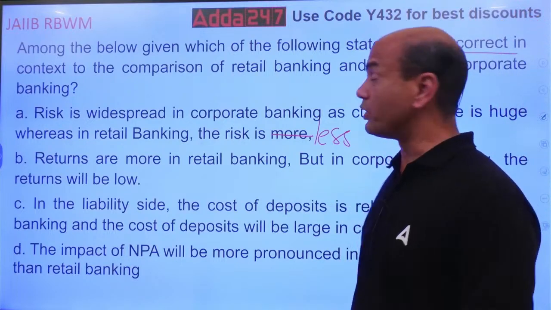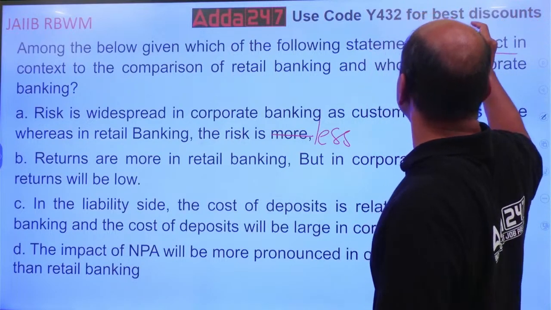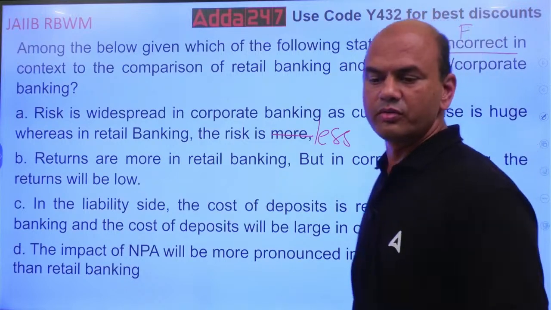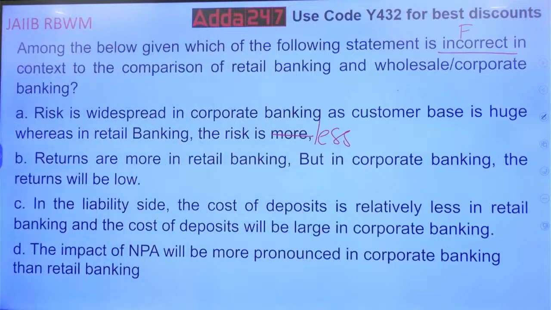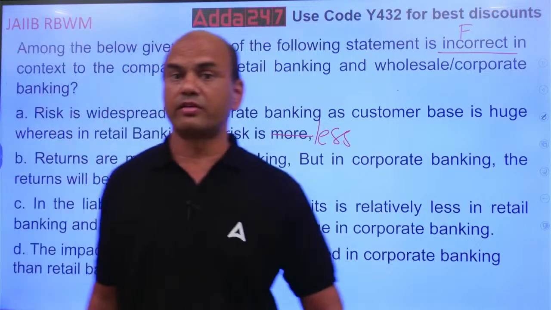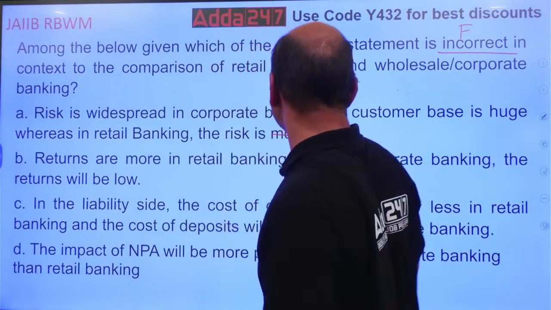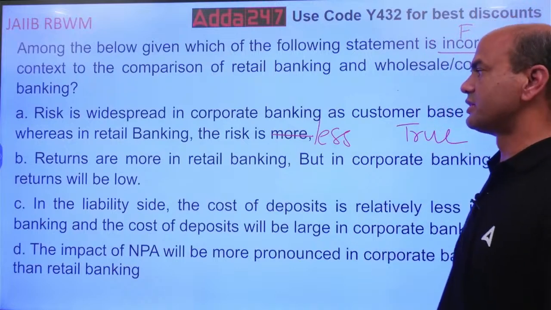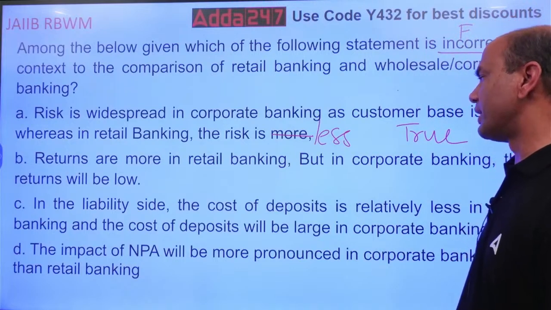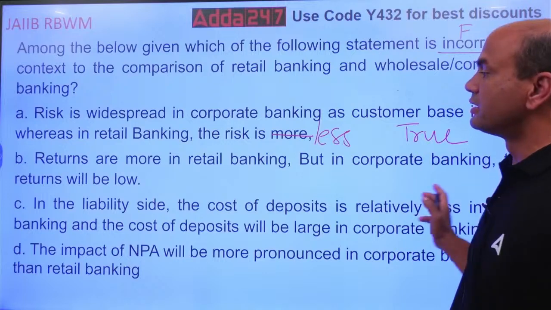So is it true? You want true or false? You want the false one. Incorrect, you want false. So risk is more in corporate banking, whereas risk is less in retail banking. Is it true? Do you think so? That is correct. Very correct. But you want false, so this is true. Okay, you want false. Returns are more in retail banking, but in corporate banking the returns are less.